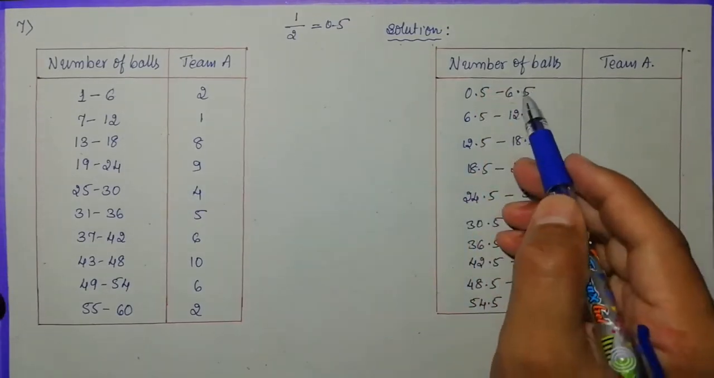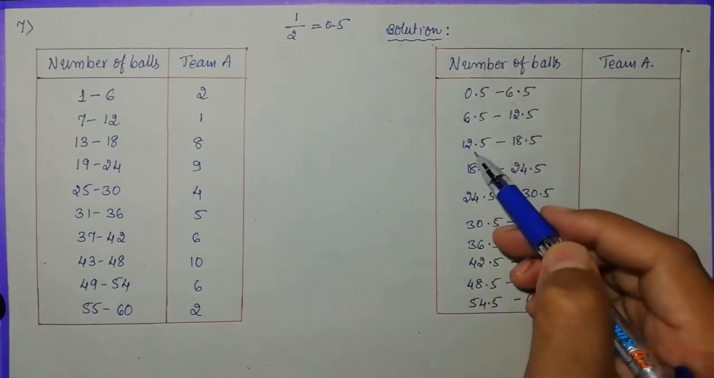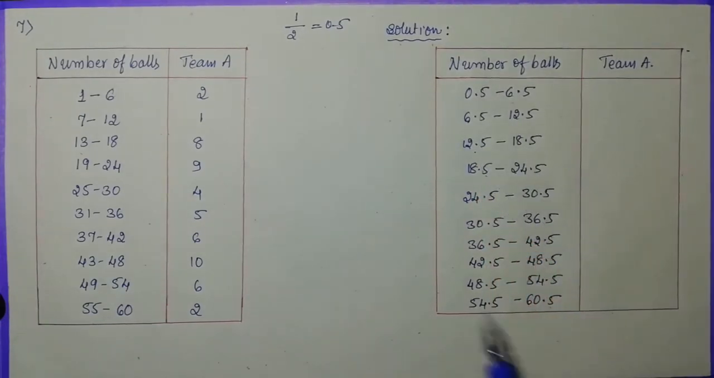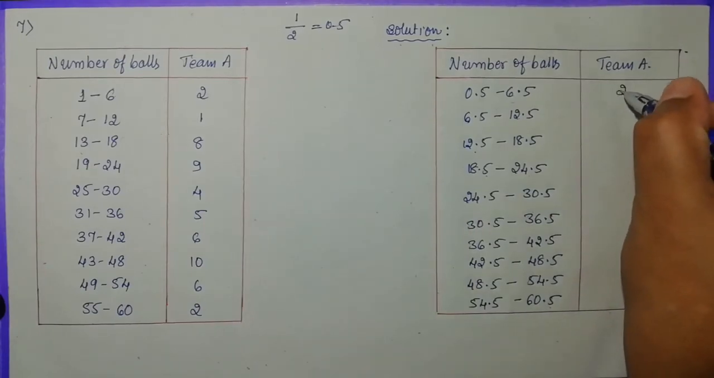Now look at here, it is continuous: 6.5, 6.5, 12.5, 12.5, 18.5, 18.5, and so on. And there will be no change in the frequency.